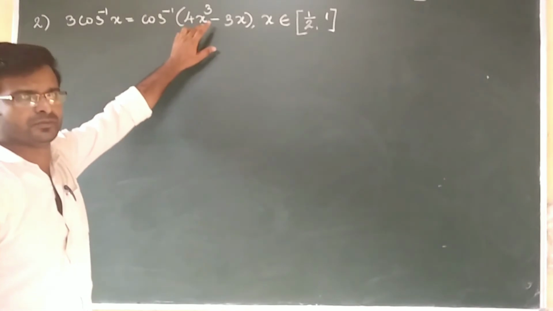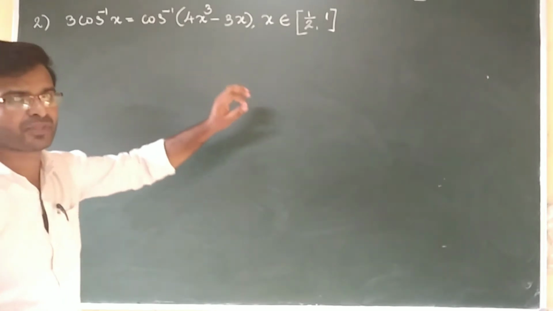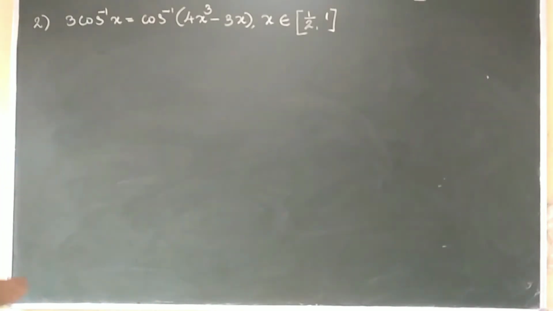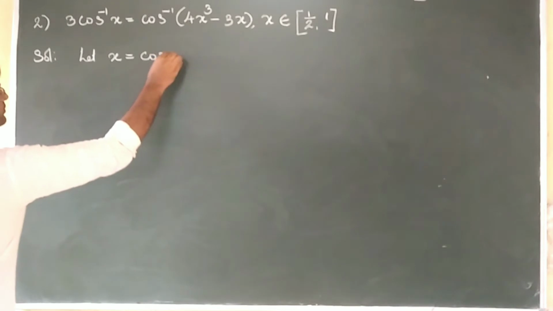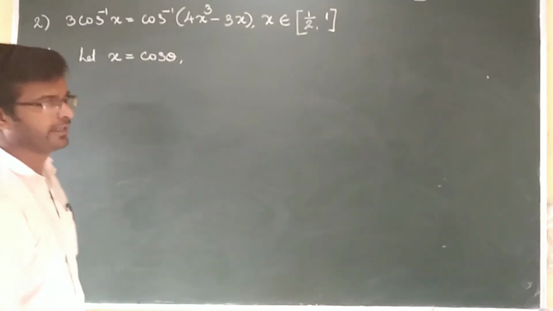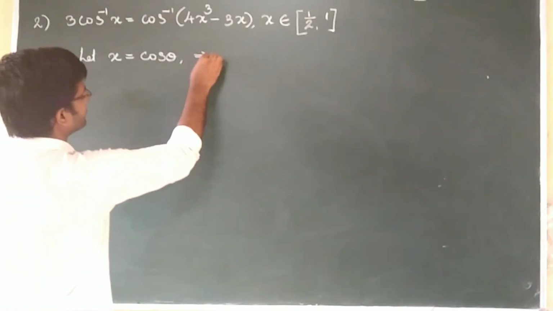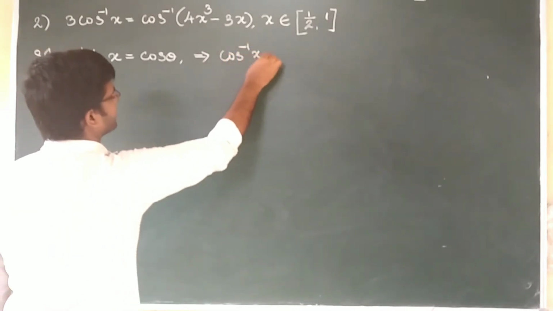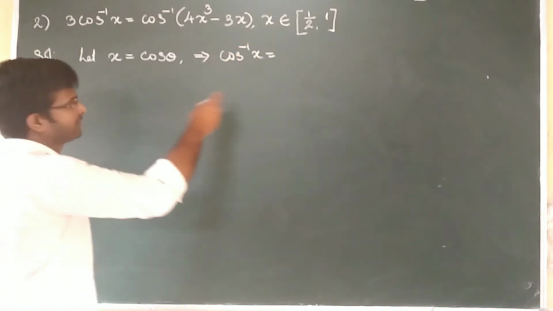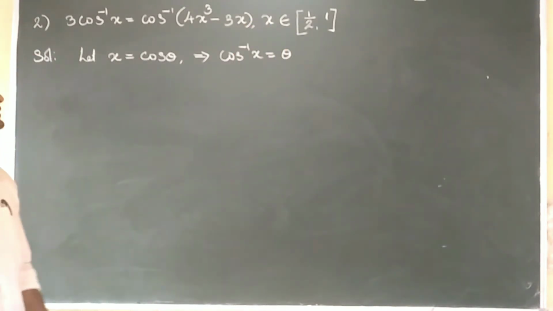In the place of x, which value will we give? You can see here all the terms are cos inverse, isn't it? So in the place of x, we can give cos theta. Let x equal to cos theta. Theta value we can also find out. This cos moving to the left side will be cos inverse. Cos inverse x equals theta only remaining. We got theta value is cos inverse x, isn't it?